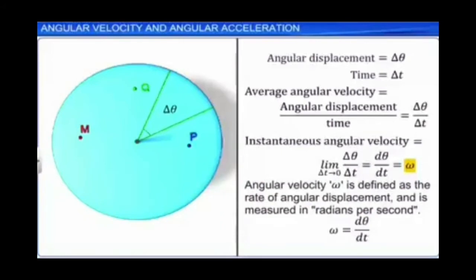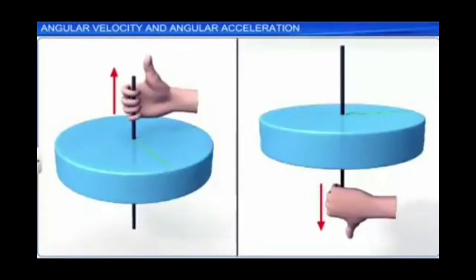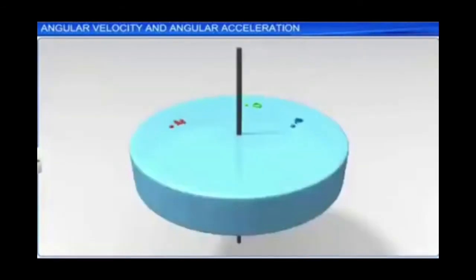So angular velocity omega can be defined as the rate of angular displacement and is measured in radians per second. To find the direction of omega, we can use the right hand rule. We can curl the fingers of the right hand in the direction of rotation of the rigid body, then the thumb points in the direction of omega. That means omega is a vector quantity with direction.